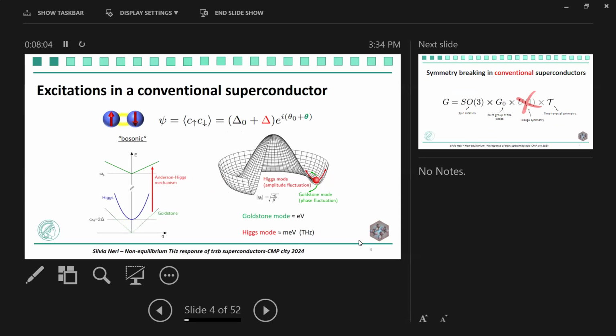This excitation doesn't cost any energy, and it's the Goldstone mode. While there's another excitation that costs energy, an amplitude fluctuation along the radial direction of the Mexican hat potential, and it is called Higgs mode or Schmid mode or whatever. It's an amplitude fluctuation. Now, the superconducting state is of course charged. So this Goldstone mode gets pushed up to the plasma frequency, and then the low-lying excitation that remains in the Higgs range is this Higgs mode. This is the picture for conventional superconductors.